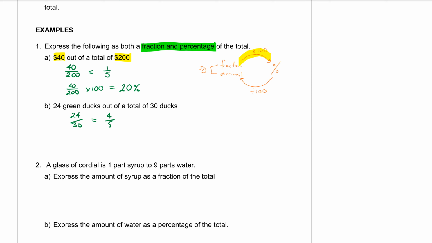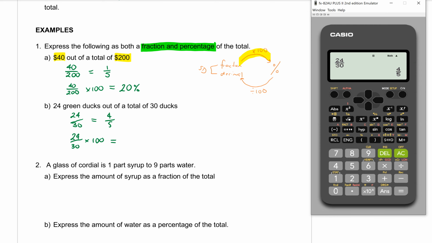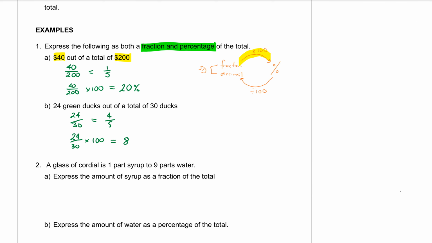Next, I want to do the percentage. So I take my 24 out of 30 again, and to make a fraction into a percentage, I multiply it by 100. If you already have a number in your calculator, you don't have to retype it. You can just go times, and it says answer. It'll take your last answer, and if I times that by 100, it gives me the 80. It's a bit of a shortcut. So that is 80%.